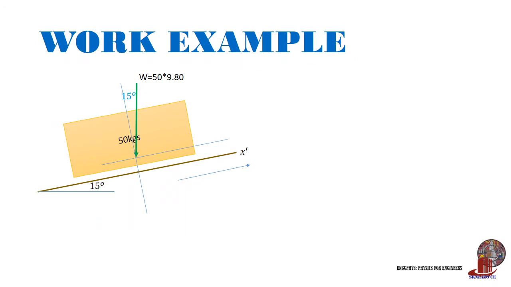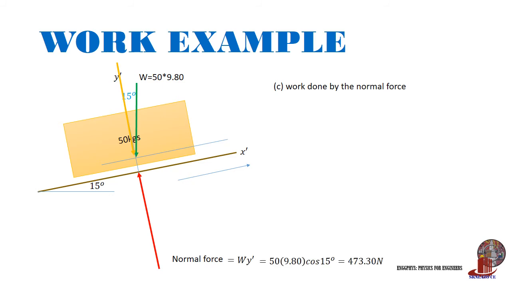The third question is work done by the normal force. As explained earlier, normal force is always perpendicular to the surface and it is a reaction to the particle's weight. So, to be able to determine normal force, we should take the y prime component of the weight. In this case, Wy prime is taken as the weight multiplied by cosine its angle, or 50 times 9.8 cosine 15 degrees, which is equal to 473.3 newtons.